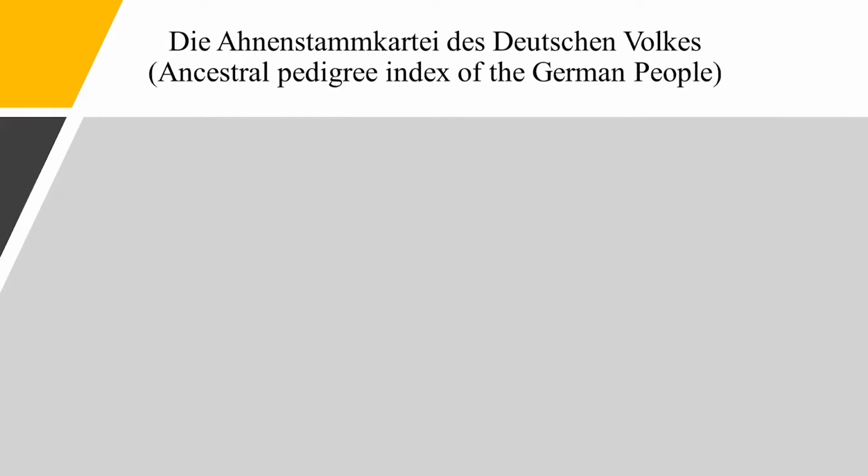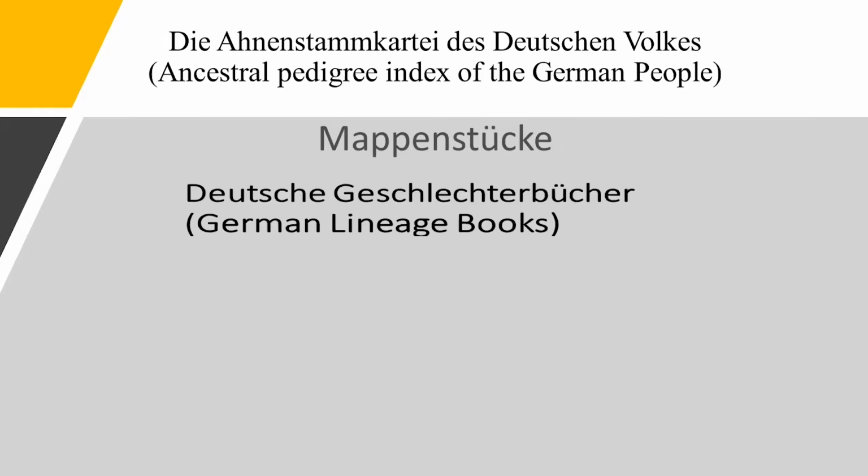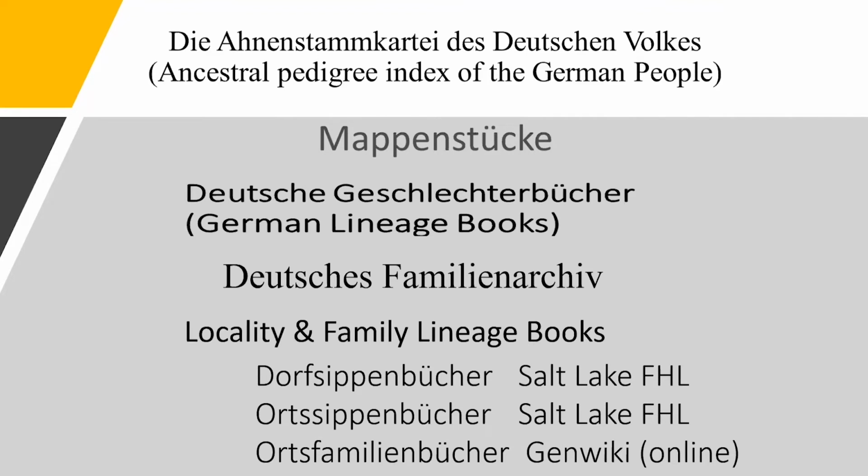It has between 5 and 6 million names. Also, we'll talk about Mappenstücke that has 30,000 envelopes with family documents. We'll talk about the Deutsche Geschlechterbücher, the German lineage books, with over 215 volumes of compiled genealogies. We'll talk about the Deutsches Familienarchiv that has 156 volumes. We'll talk about locality and family lineage books that include Dorf and Ortszippenbücher that are found in the Salt Lake Family History Library, and the Ortsfamilienbücher that's found online under GenWiki.